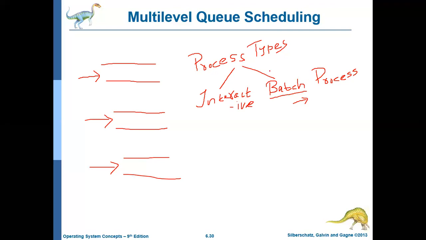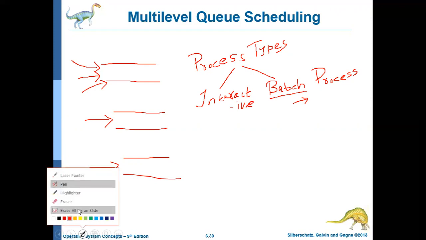So this is one way of dividing the processes. What the operating system can do is, whenever an interactive process comes, it may put it in one queue, and whenever a batch process comes, it may put it in some other queue. This is how it works.